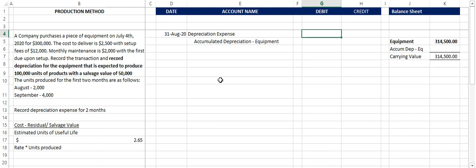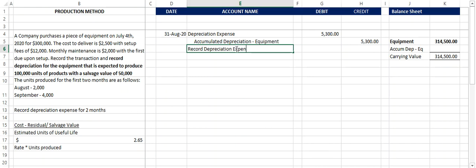And so now to calculate the amount that we're going to use, the amount is going to be based on the rate, 2.65, this formula here, rate times units produced. For August, units produced was 2,000 units. And so it's times 2,000 units. We have $5,300 here as our depreciation expense. And so the accumulated depreciation is going to be 5,300 again. It's the same debit and the same credit. Record depreciation expense.